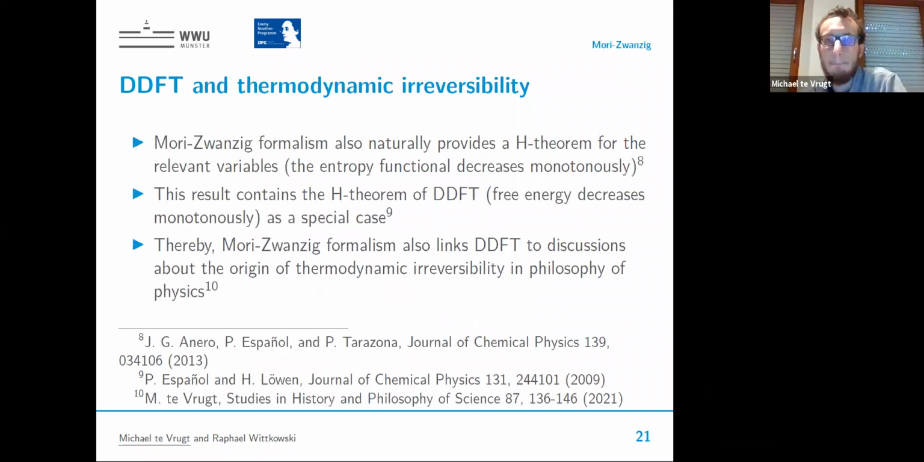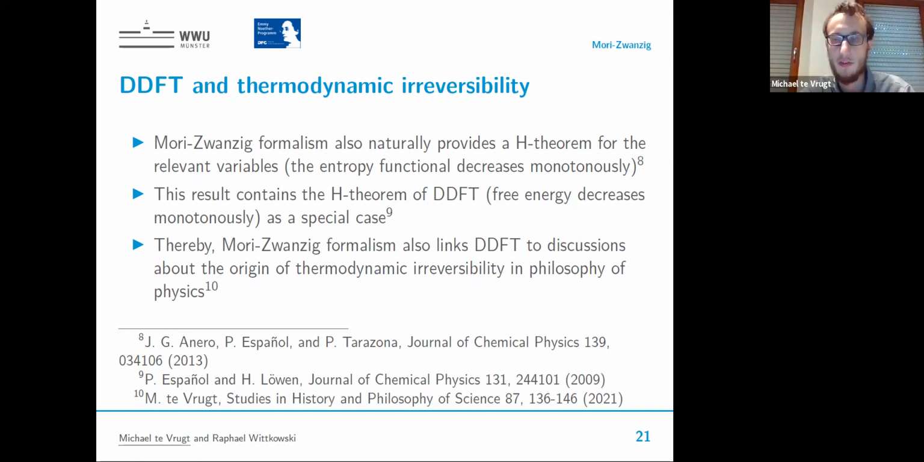Okay, and then the final thing I'd like to talk about here is the relation to philosophy. The first thing to notice is that if you look at this general transport equation from the Mori-Zwanzig formalism, you can see that by making this assumption about the initial conditions and the Markov approximation, you are breaking on the macroscopic level the time reversal symmetry that the model has on the microscopic level. And thereby, you very naturally get an H theorem for the relevant variables, or for the entropy functional, that you have an expression for it.